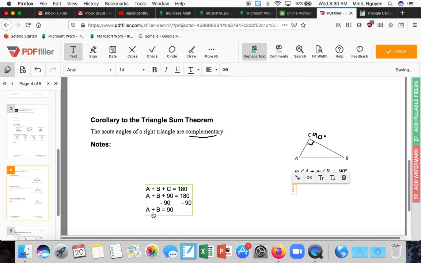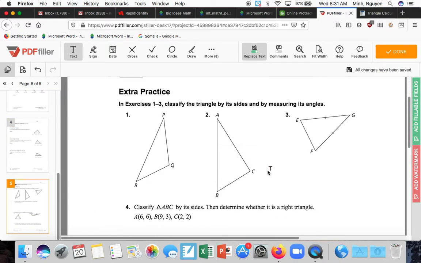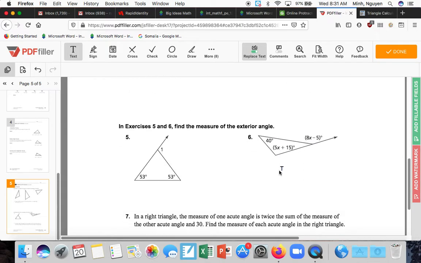A could be 30, B could be 60, or A could be 50, B could be 40. Well, we don't know the particulars, but we do know that no matter what, if I have a right triangle, then the other two angles are going to add up to 90. Okay, so that's all.